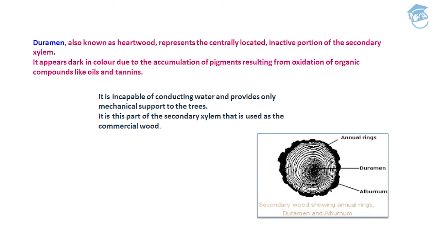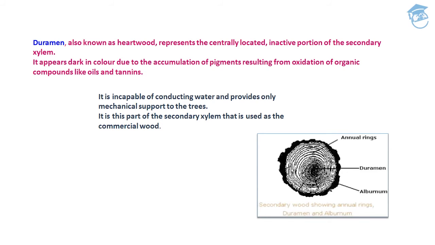It appears very dark in color due to the accumulation of pigment that results from oxidation of organic compounds like oils and tannins. That's why it is darker in color as compared to Alburnum. And please note that Duramen is incapable of conducting water because it has accumulation of pigment resulting from oxidation of organic compounds like oils and tannin. It is incapable of conducting water and it provides only mechanical support to the trees.